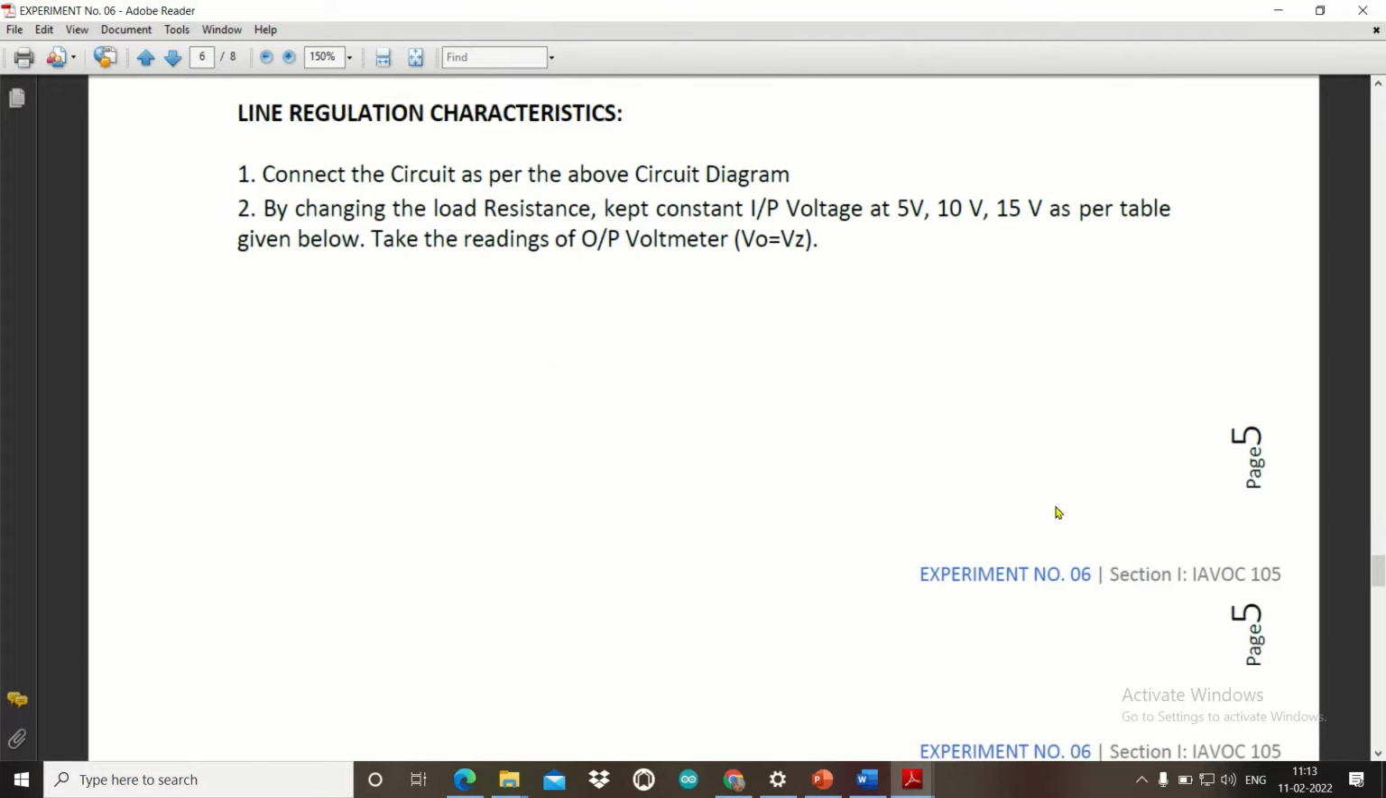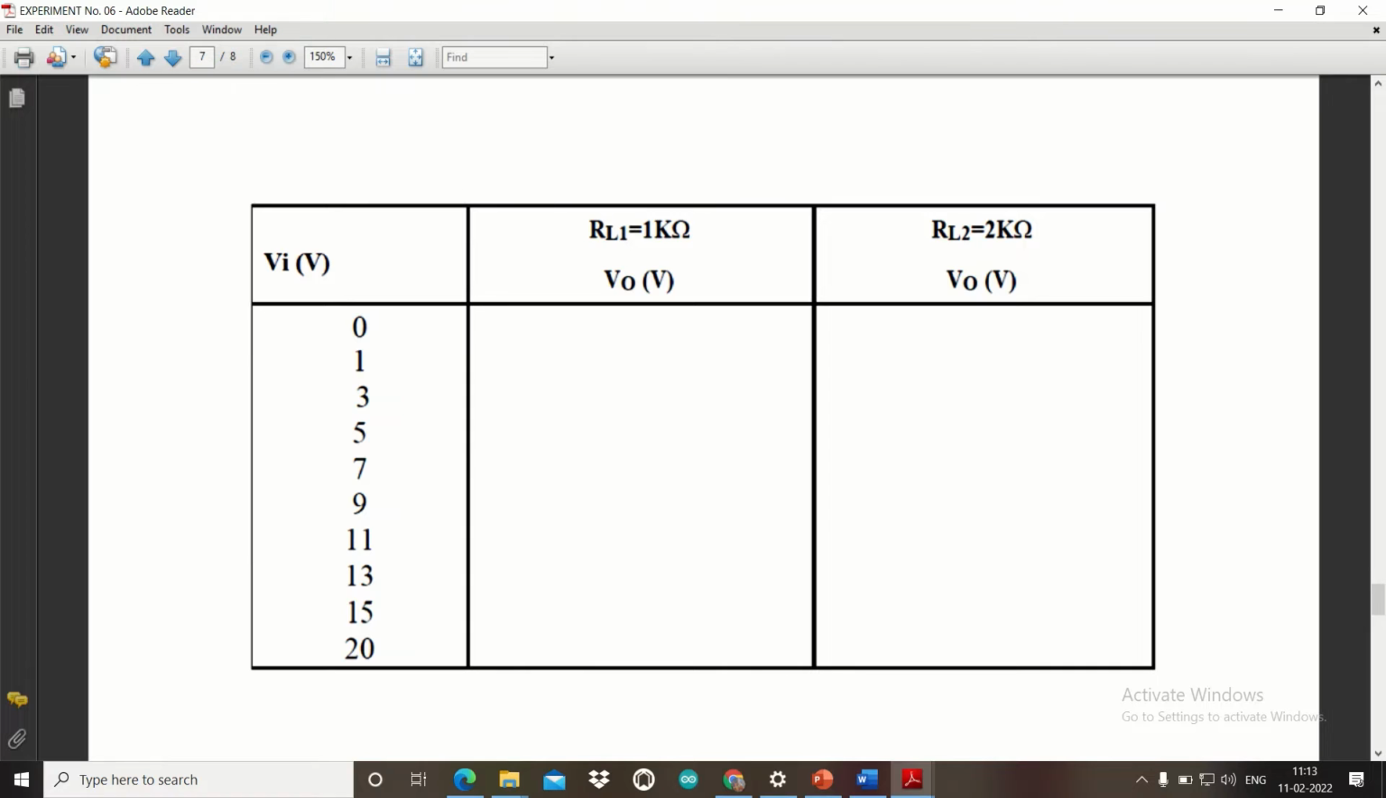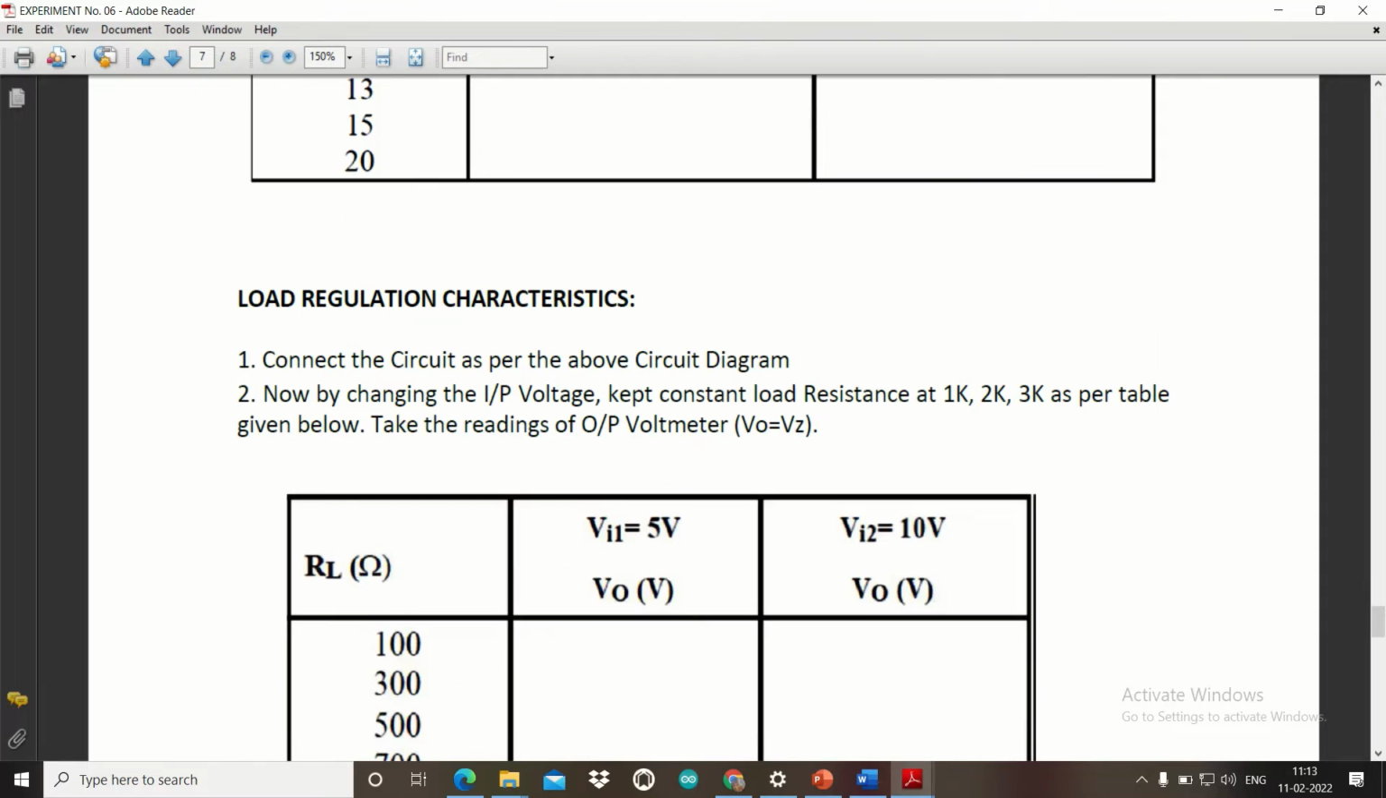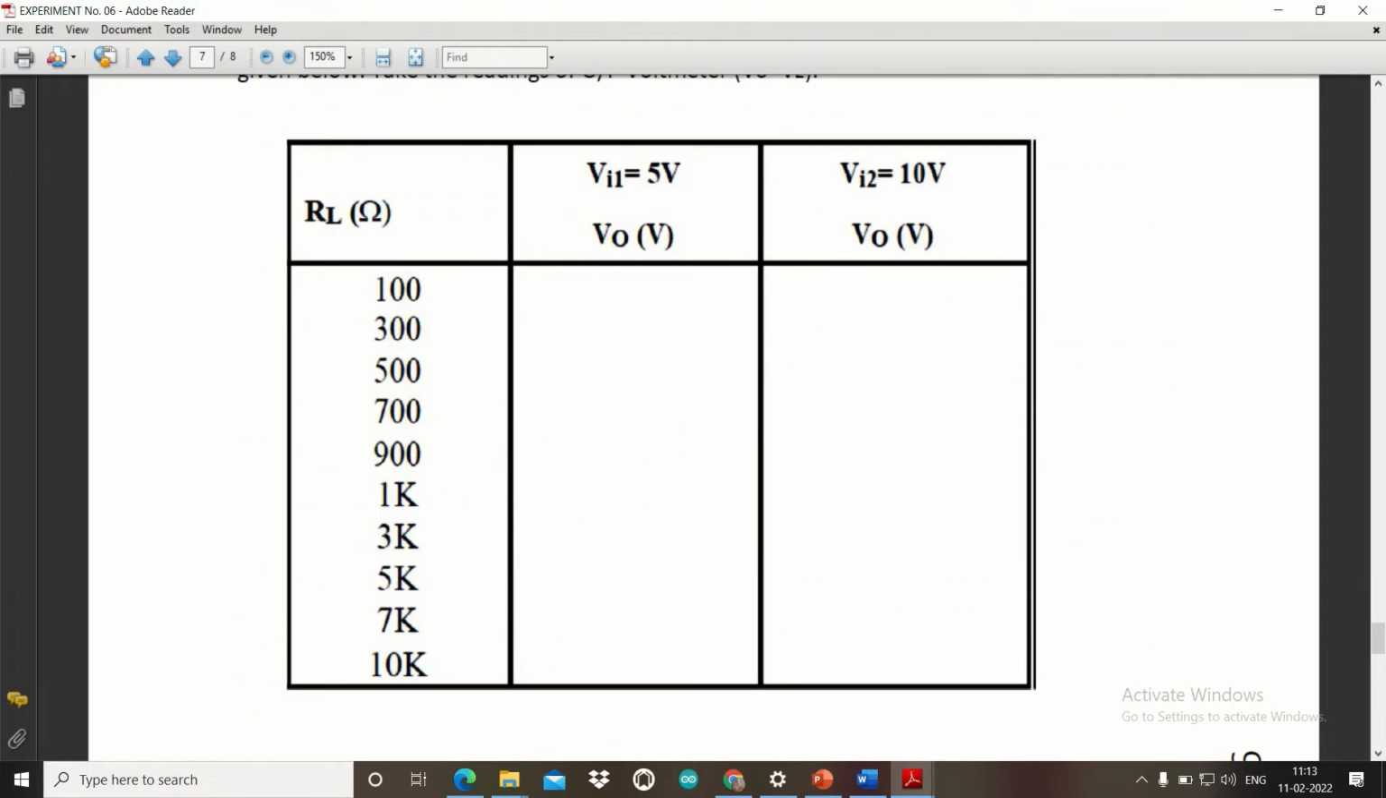Now, whenever you are doing that, you have to take some sets of readings. Suppose for the line characteristic you are changing the line voltage for a fixed value of load. You have to take at least 1, 2 and 3 different values of load, and note down the output voltage. Again, for load characteristics, you are changing the value of the load where the input is constant. You can have readings for one or at least two different input voltages. You should take the readings so that you can come to a solid conclusion.